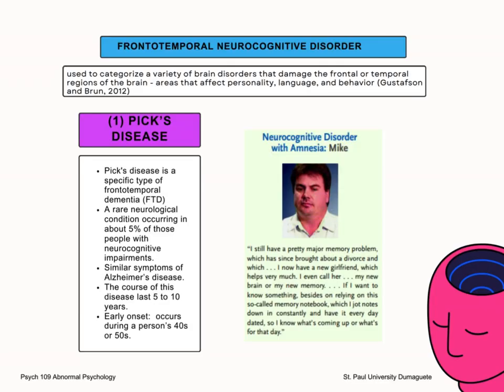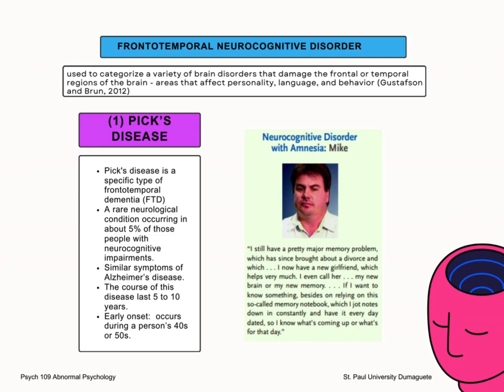So number one, we have the frontotemporal neurocognitive disorder. This is used to categorize a variety of brain disorders that damage the frontal or temporal regions of the brain. And as we all know, the frontal lobe is the most anterior or the front part of the brain. It extends from the area behind the forehead back to the precentral gyrus. As a whole, the frontal lobe is responsible for higher cognitive functions such as memory, emotions, impulse control, problem solving, social interaction, and motor function.